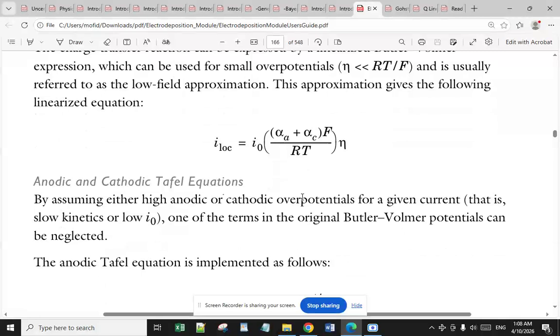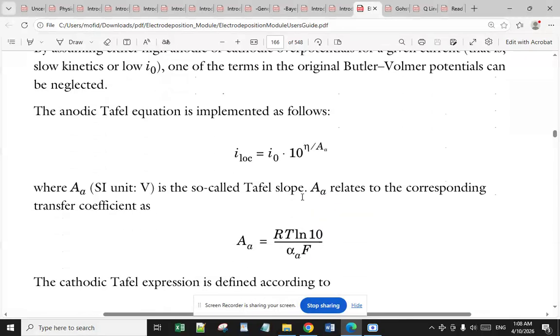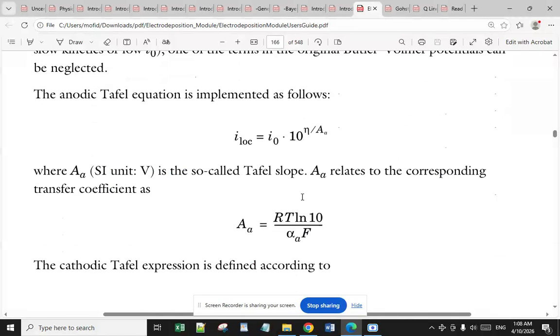i local is equal to I0 times alpha R plus alpha C multiplied by the Faraday constant divided by RT multiplied by eta. The anodic and cathodic Tafel equations are obtained by assuming either high anodic or cathodic overpotentials for a given current, that is, slow kinetics or low I0. One of the terms in the original Butler-Volmer expression can be neglected. The anodic Tafel equation is implemented as follows: i local is equal to I0 times 10 to the power of eta divided by A, where A is based on the SI unit of volt.